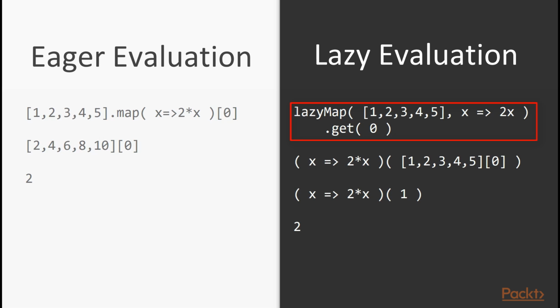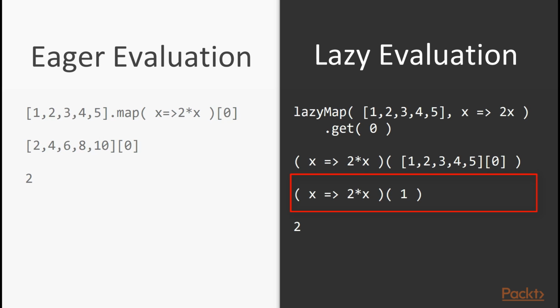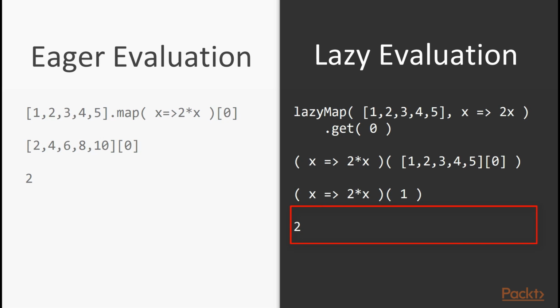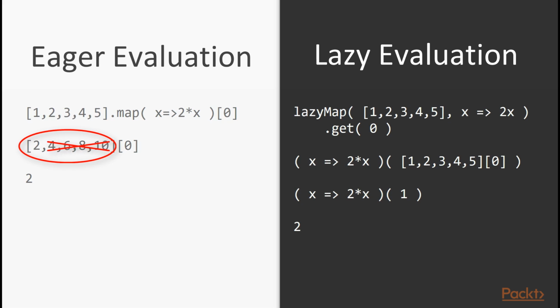When computing lazily evaluated lists, we defer evaluation as long as we can. Therefore, we first access the 0th element of the original array, and only then do we apply the x_2x function on the one and only element we accessed. Although we get the same result, notice that in case of eager evaluation, we doubled all the elements of the list and threw away all elements but one. In case of the lazy list, we just computed the values we were interested in.